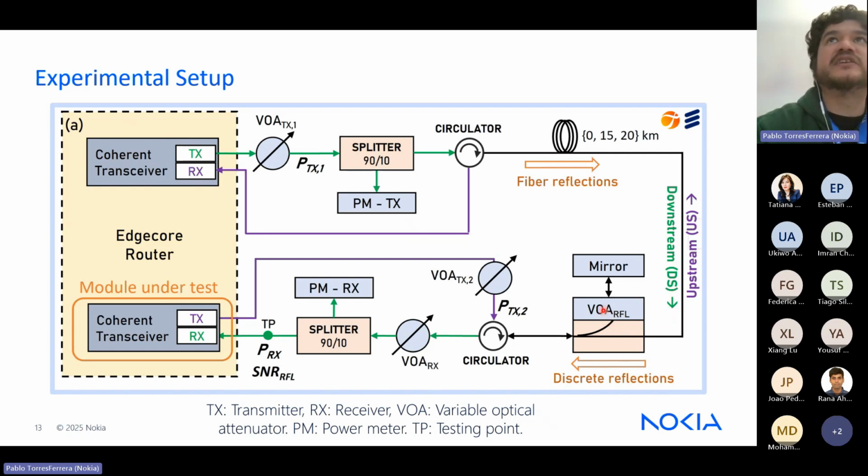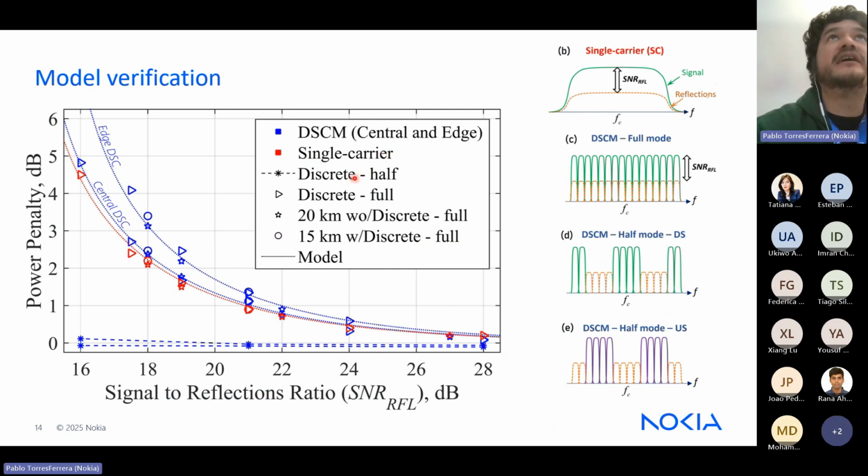In order to introduce some discrete reflections, we use this artifact here, where part of the power is mirrored in order to get reflected here, which is what we call discrete reflections and are completely under our control by this variable optical attenuator. We control the amount of reflections here, while the fiber itself introduces some fiber reflections that we call distributed reflections, coming from the Rayleigh backscattering effect. So we tested all these different situations: only discrete reflections, only distributed reflections, and the combination of both, the distributed reflections coming from 15 kilometers of fiber and discrete reflections controlled by ourselves by means of controlling the power.